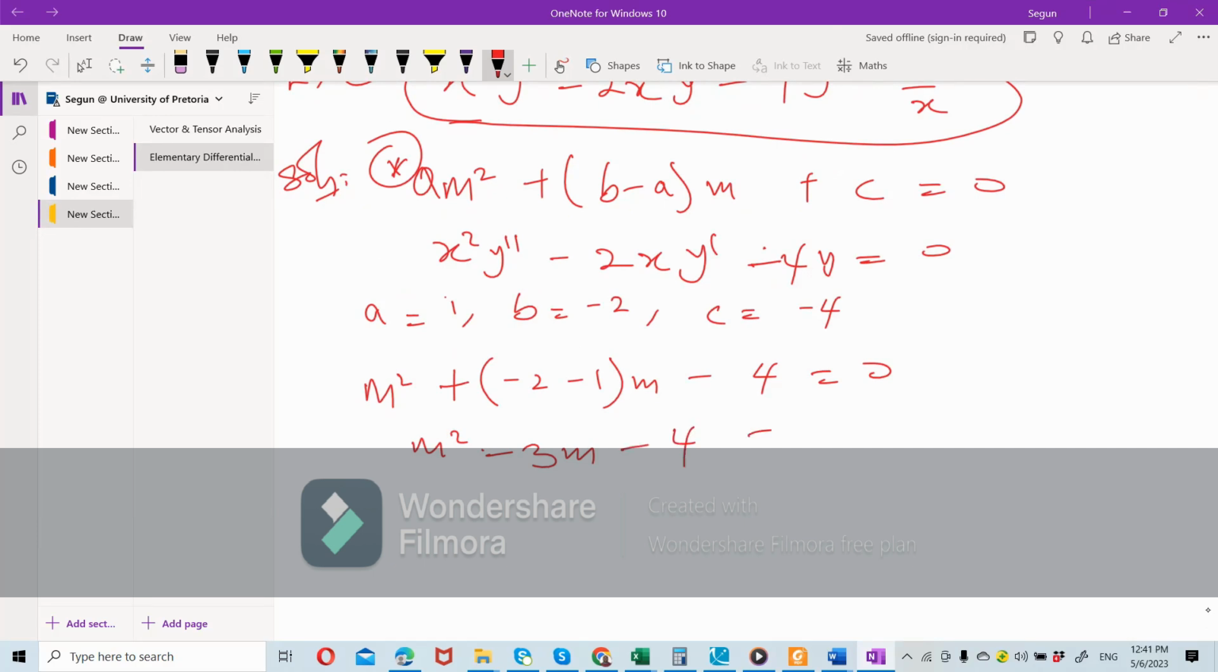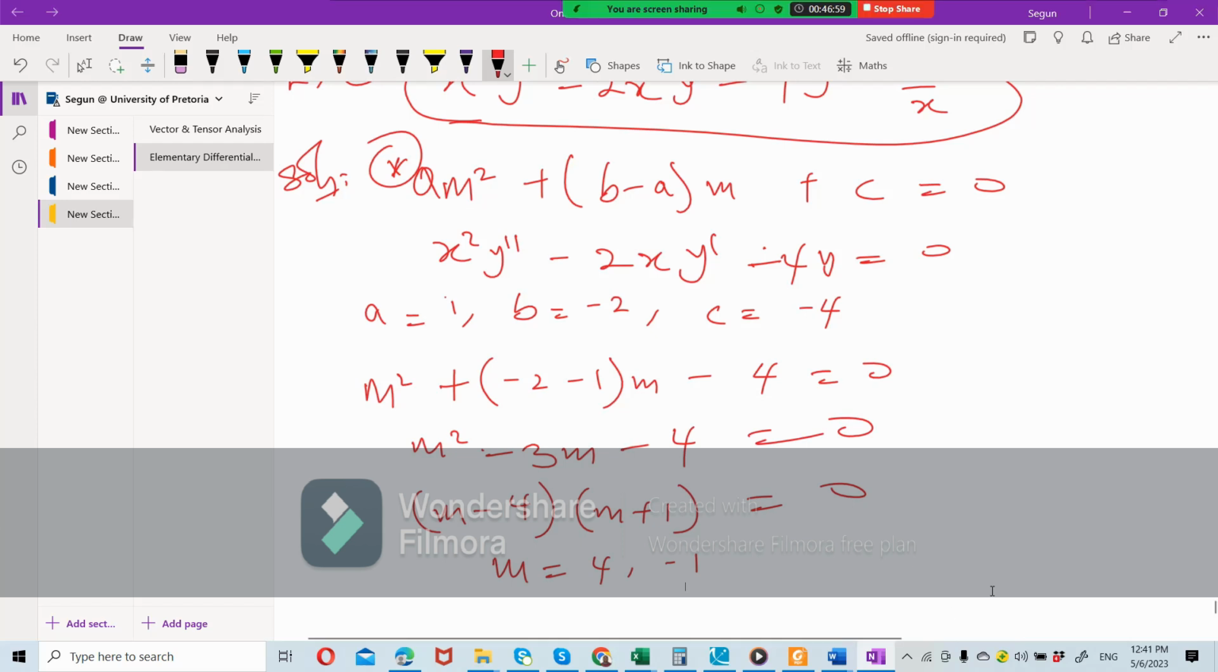Minus 4 equals 0. Then you have, what do you have? M minus 4, M plus 1. Do you agree? Yes, sir. Our M is equal to 4, negative 1. Do you agree with me? Yes, sir.